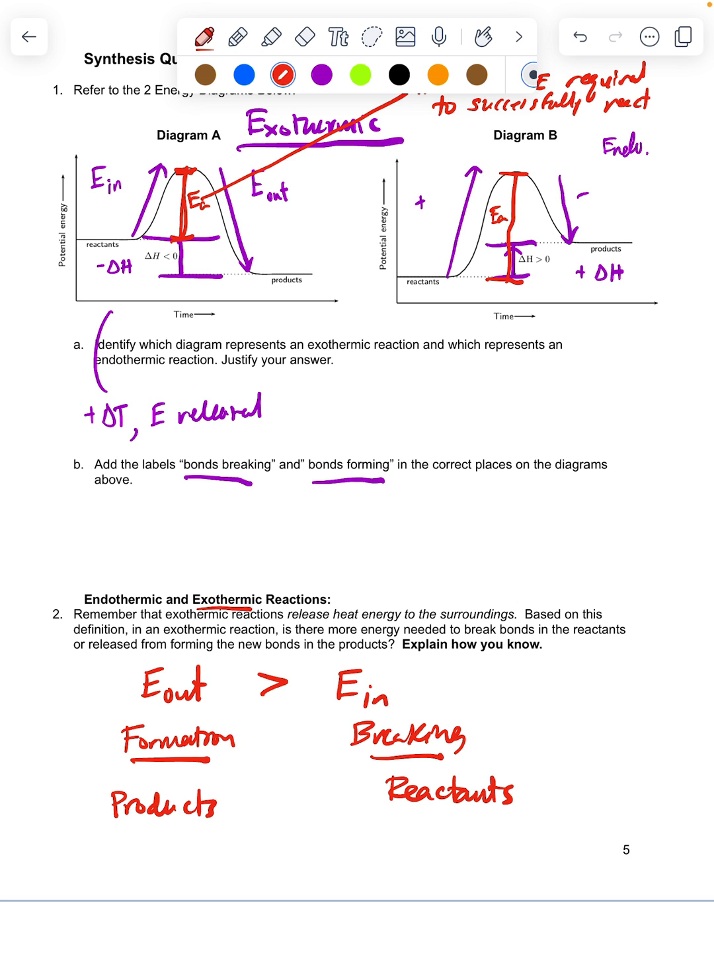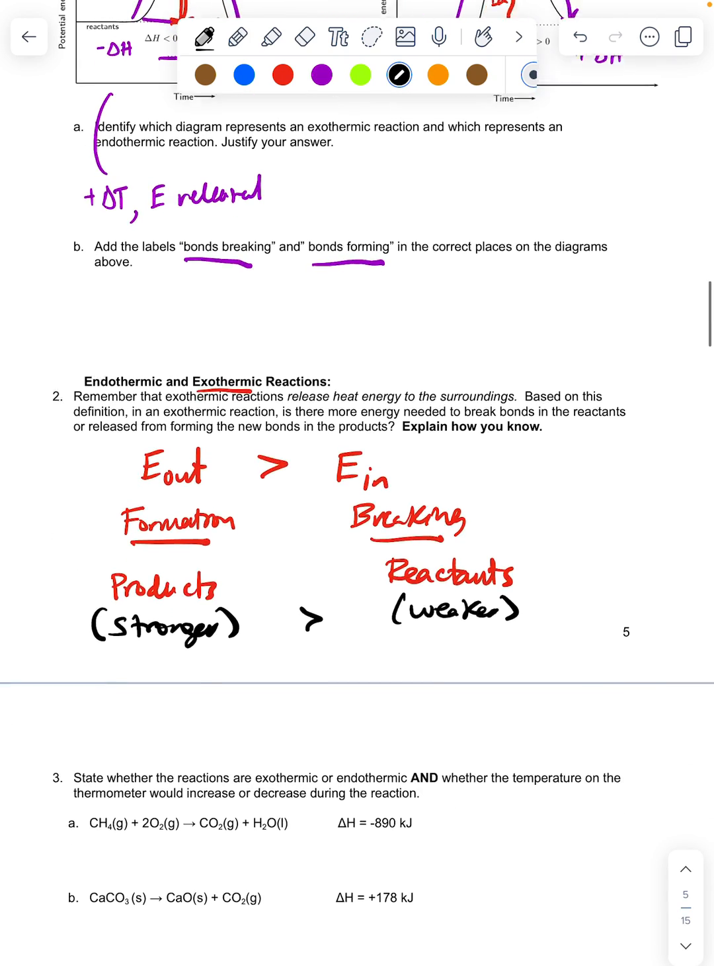So if I put all that together, I can tell that the reactant bonds, these ones over here, must have been weaker because they don't add up to as much energy as the bonds in the products, which must be stronger. So in exothermic reactions, overall, the total strength of the product bonds is greater than the strength of the bonds in the reactants.